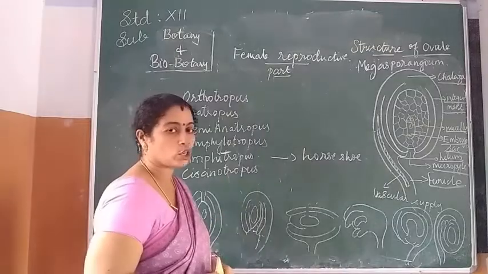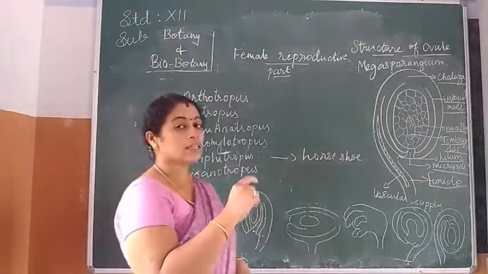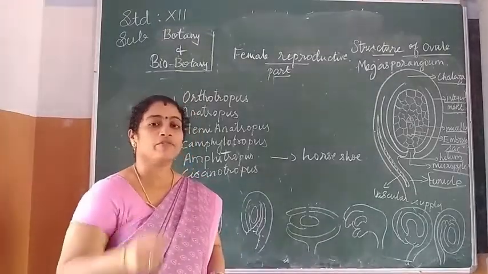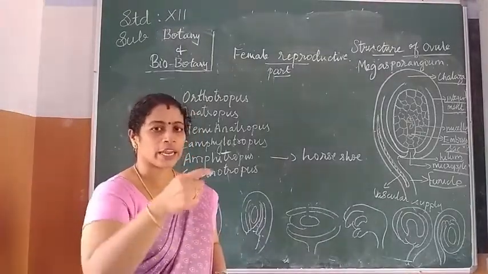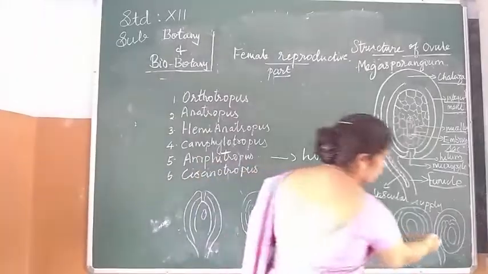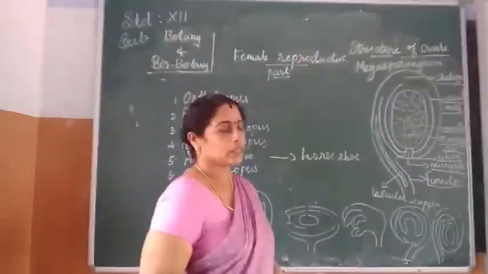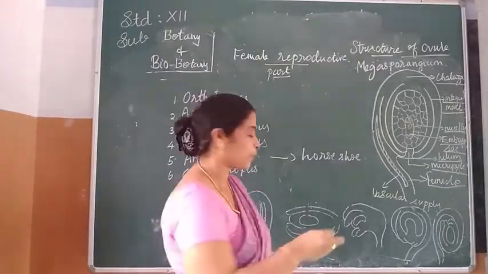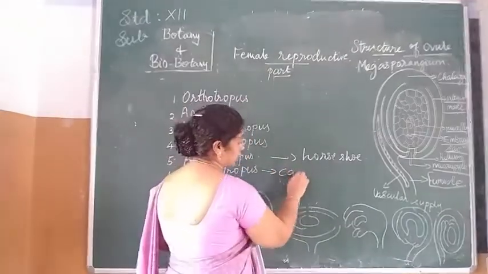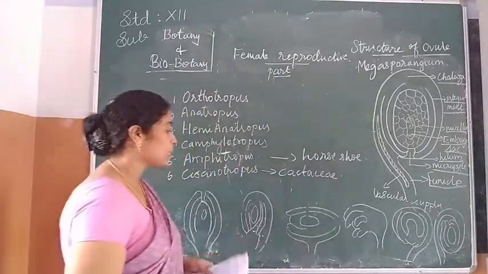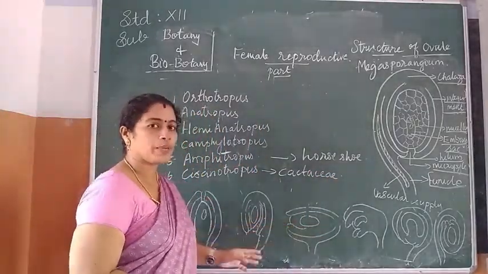The next one, Sasthankarai. Sasthankarai is having a very long funicle. The stalk of the ovule will be very long, and it is completely surrounding the ovule. Example, Cactaceae. It is present in Cactaceae family. So these are some of the types of ovule based on the structure.